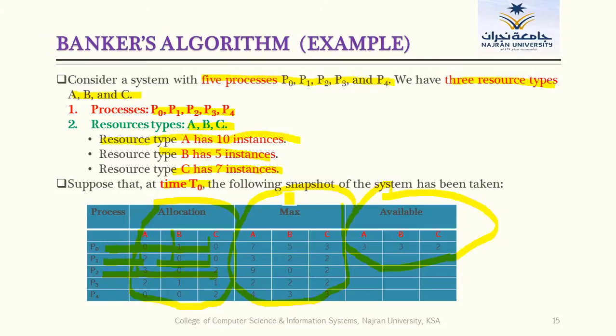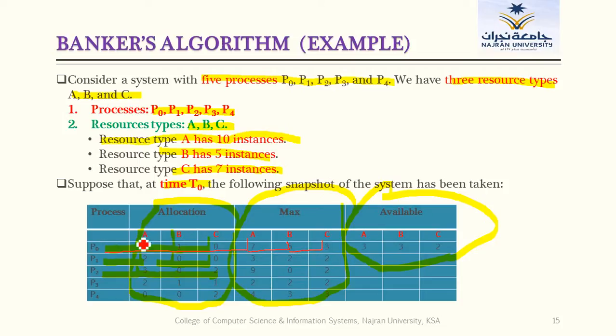But the second matrix shows the maximum. What does P0 need? If you see the corresponding value, it is telling that P0 needs 7 instances of A. He needs 7 instances of A. He needs 5 instances of B and needs 3 instances of C.